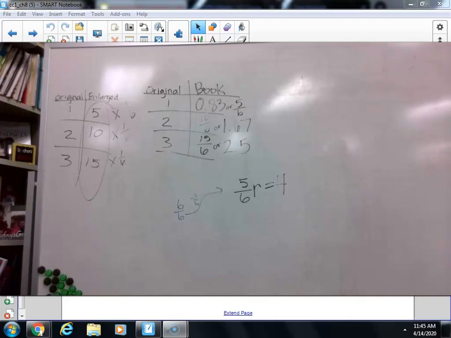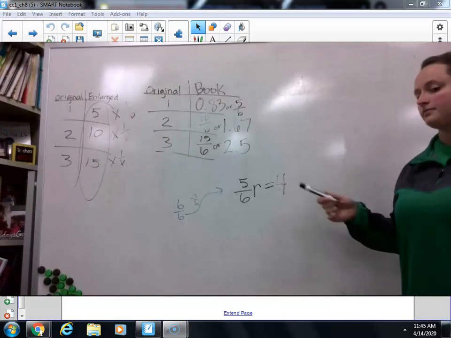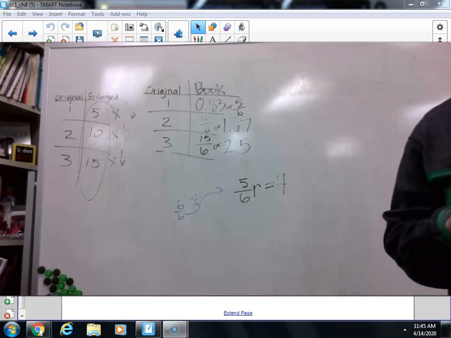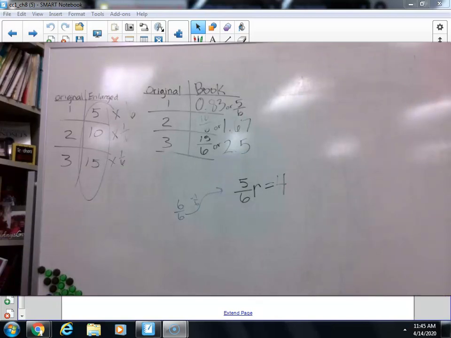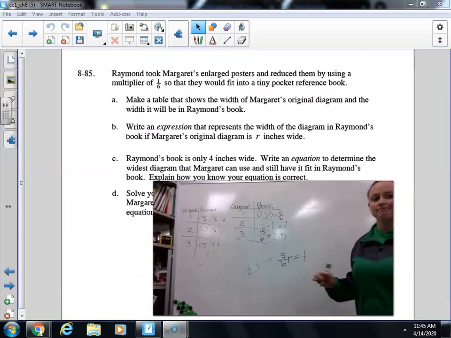So you guys can see here, Miss Lanzo went ahead and rewrote the expression 5/6 r, and we set it equal to width, which is the maximum width of the book. So that's letter C. Letter D then says, solve your equation from part C to determine the widest diagram that Margaret can use for Raymond's book. Explain how you solved your equation and be prepared to share your method with the class. So go ahead and pause the video again. Make sure you use your knowledge about inverse operations to solve for our variable, our unknown, which is r.